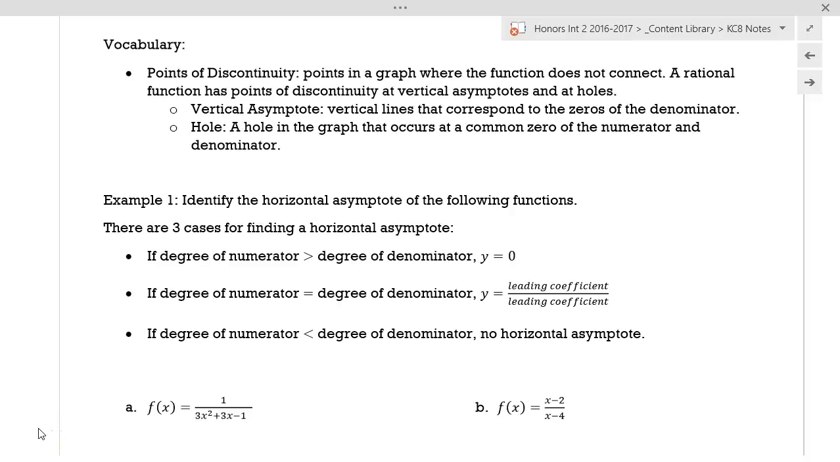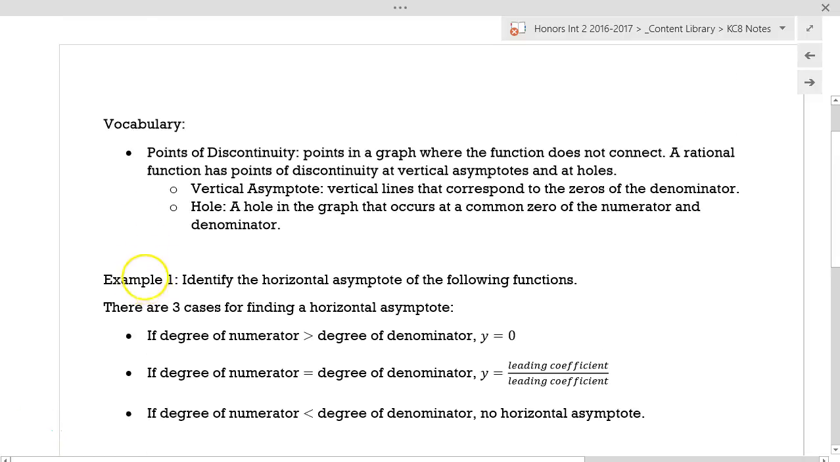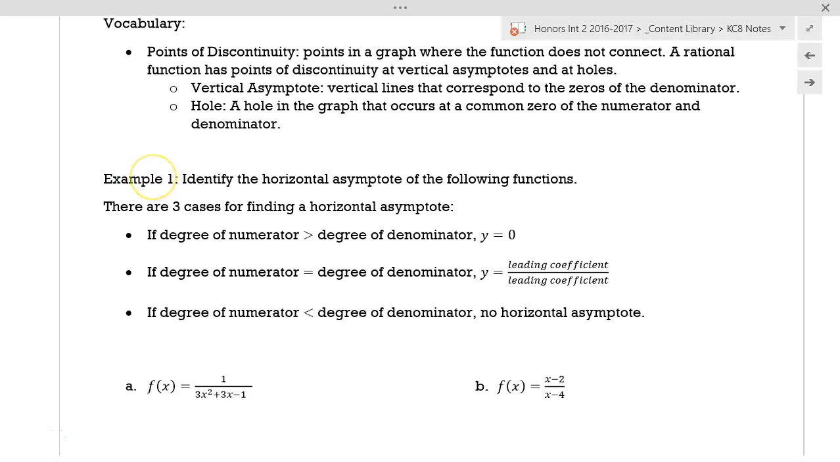Hey everybody, today we're going to start Target D. Target D is all about graphing our own rational functions. Before we can graph rational functions, we need to be able to find the specific key things of rational functions. That includes horizontal asymptotes, vertical asymptotes, and those holes that we've been talking about.